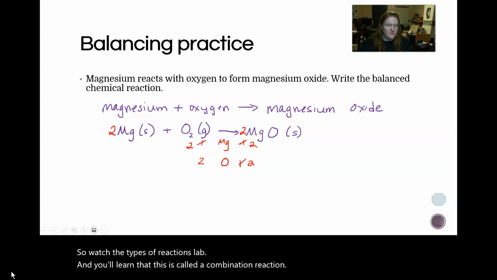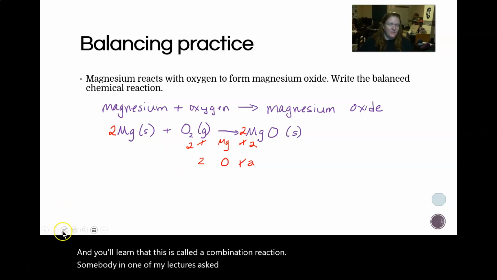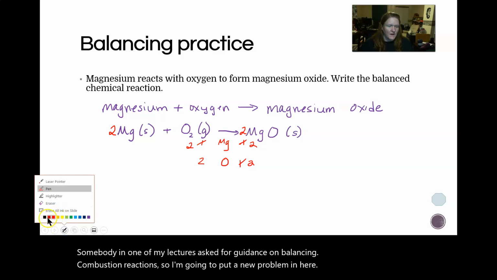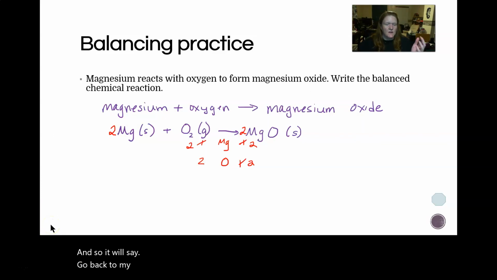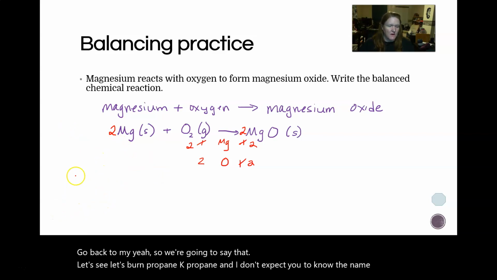Somebody in one of my lectures asked for guidance on balancing combustion reactions. So I'm going to put a new problem in here. We're going to say, let's burn propane. Okay, propane. And I don't expect you to know the name of propane. I'll give you that formula.